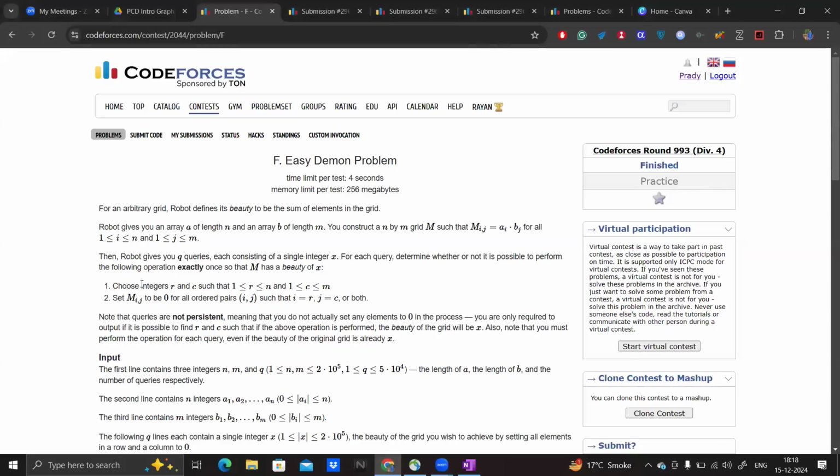We can choose two integers r and c and set m_ij to be 0 if i equals r or j equals c. Like in the rth row and the cth column, we set all the values to be 0. Originally they could be something else, but now we set them to be 0. And we have to figure out whether it is possible to make the sum equal to x.